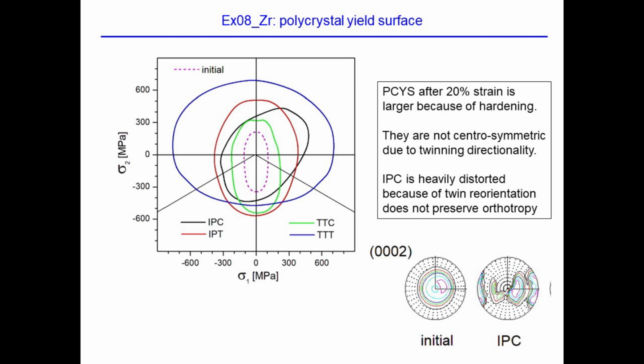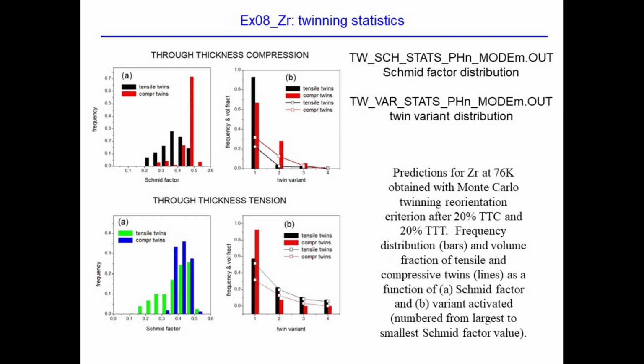So the last part is looking into twinning statistics. I'm going to go slowly, but I'm showing here statistics that correspond to through thickness compression and through thickness tension. The idea of showing this is that it allows you to compare a system where the tensile and the compression twins are simultaneously active in your material. So that's why I show this.